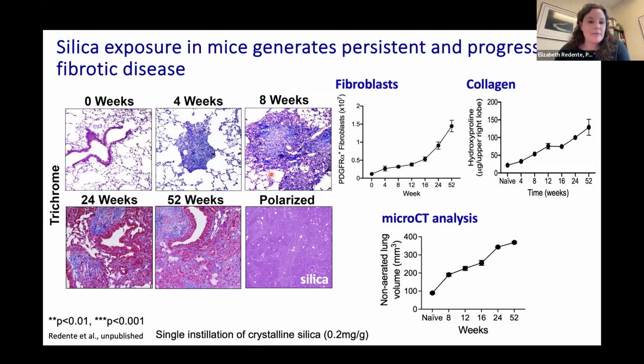This is an example, 8 weeks, and then 24 weeks, and then even a year later, the lungs are severely fibrotic. We can use polarized microscopy to observe where the silica is located. It shows up white, and it's well within these fibrotic lesions. So we're able to quantify our fibroblasts over time. You can see that they're just significantly continuing to increase as the fibrosis develops.